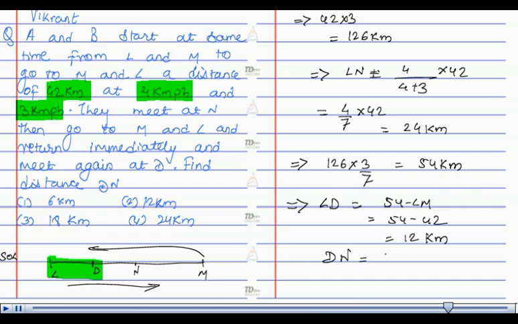Now we have to find DN, which will turn out to be LN minus LD. DN is equal to LN minus LD. So it will turn out to be 24 minus 12, which will be equal to 12 kilometers. Therefore, answer is 2.